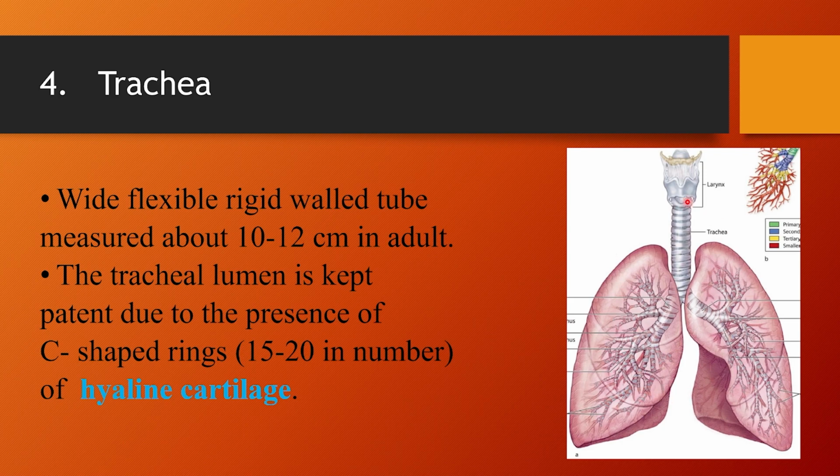The trachea. The trachea is right there. It's a wide, flexible, rigid-walled tube measuring about 10 to 12 centimeters in adults. The tracheal lumen is kept patent due to the presence of C-shaped rings, 15 to 20 in number, of hyaline cartilage, which are these C-shaped things right here.